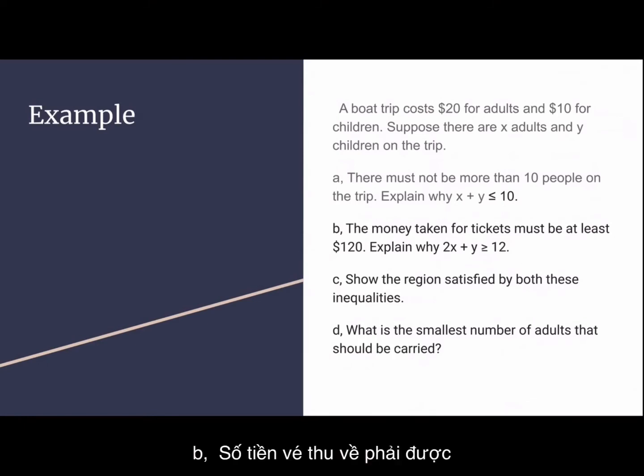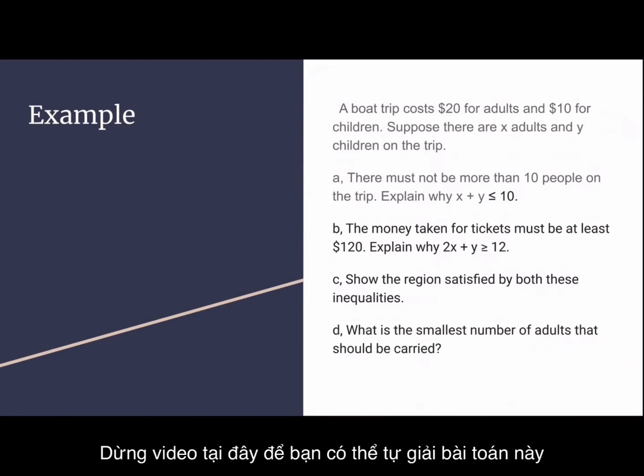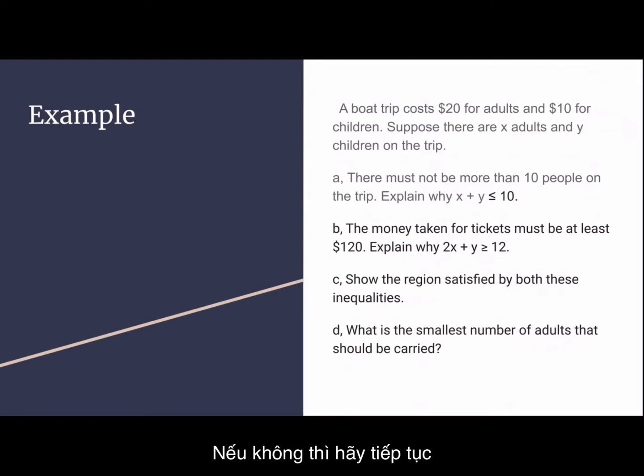B. The money taken for tickets must be at least $120. Explain why 2X plus Y is greater than or equal to 12. C. Show the region satisfied by both these inequalities. And D. What is the smallest number of adults that should be carried? So you can pause here to solve by yourself, or else let's move on.